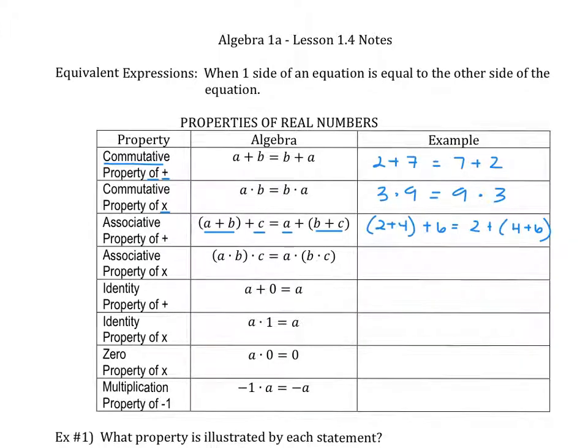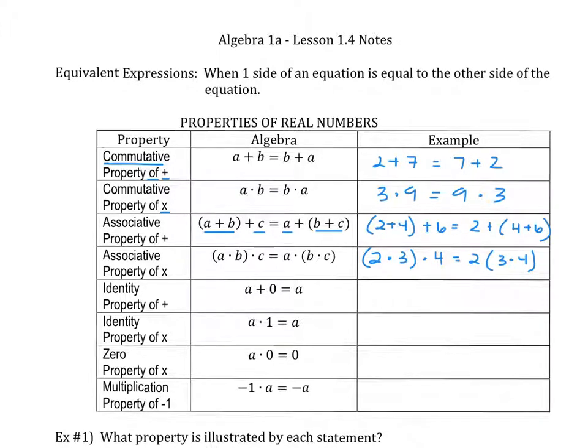The same is true for multiplication. I can do (2 times 3) times 4, or I can do 2 times (3 times 4). Okay, you'll get the same answer every time if you just move the parentheses all with multiplication. Okay?